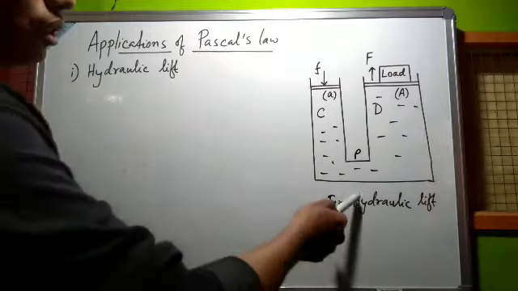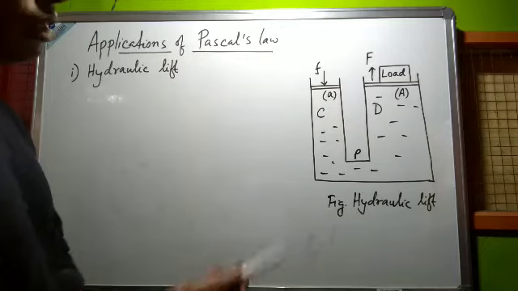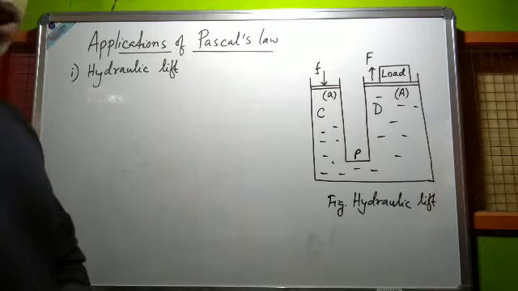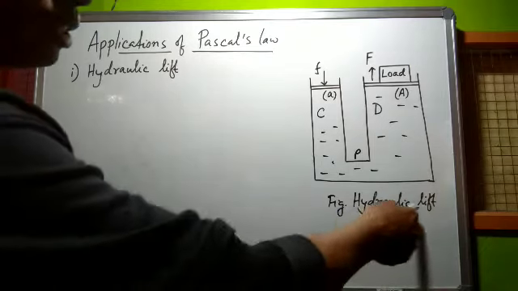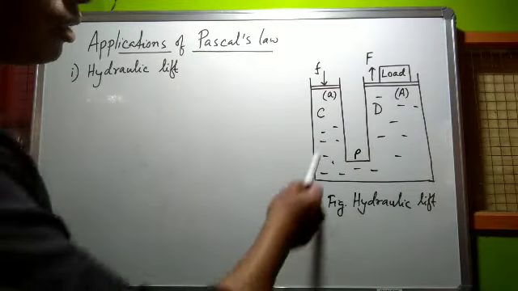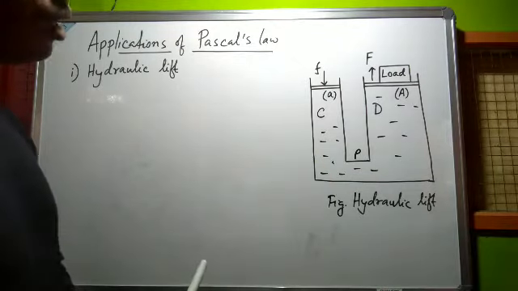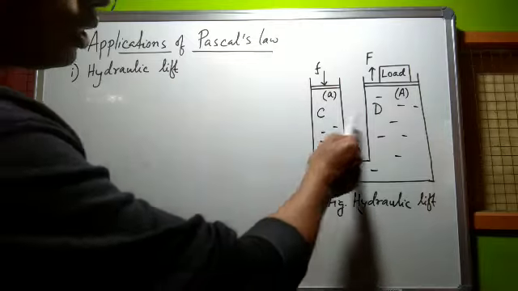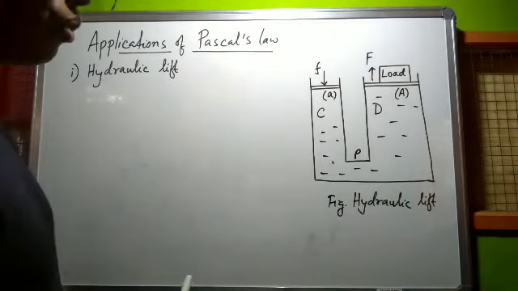So this figure represents the diagram of a hydraulic lift. It consists of two cylinders, say capital C and D, having different areas of cross section.